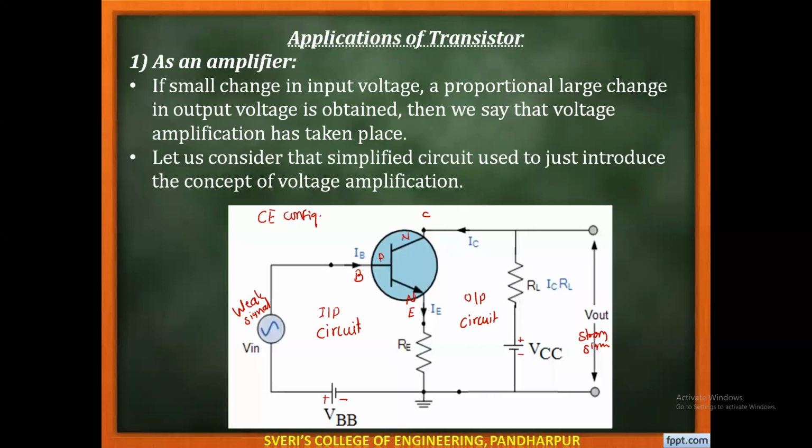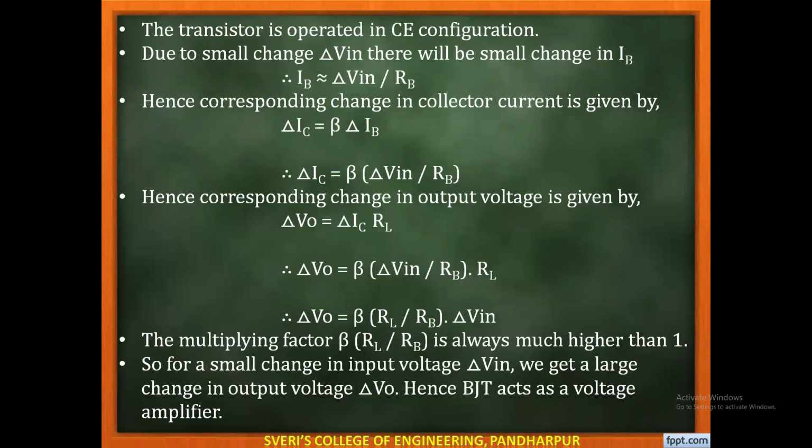Now suppose I say that the input signal, called Vin, is given as an input between emitter and base, then the base current will change. And how can you calculate that base current? According to Ohm's law, the base current is approximately equal to the change in input voltage divided by the input resistance, that is called RB, base resistance. Get my point? This is nothing but Ohm's law.